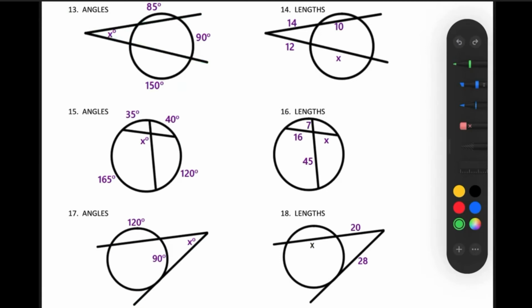Let's start with the angles. Remember, the angles are always like arc divided by 2, or arc plus arc divided by 2, or arc minus arc divided by 2. So that's what we're looking for on these.